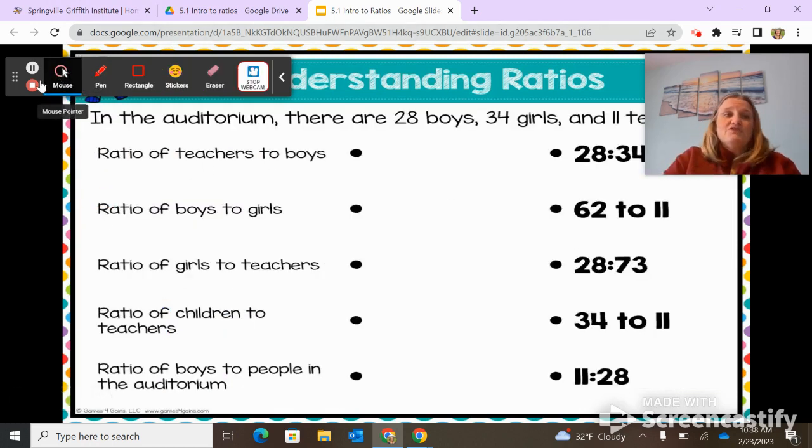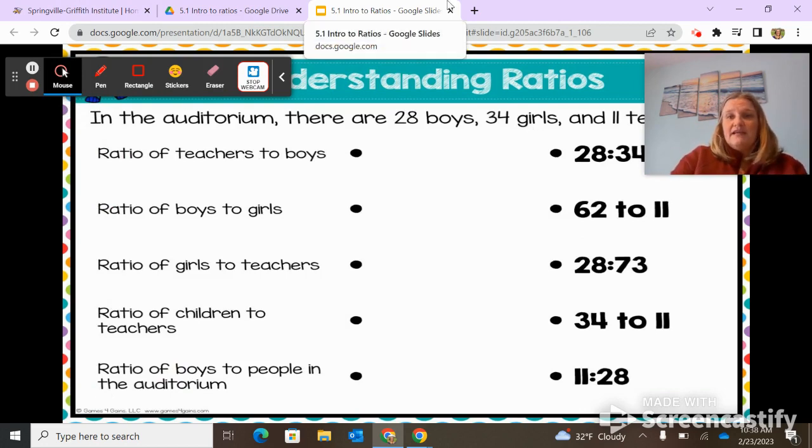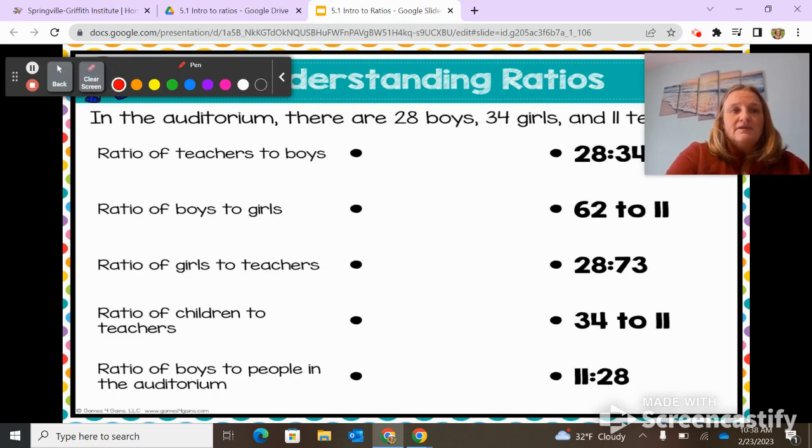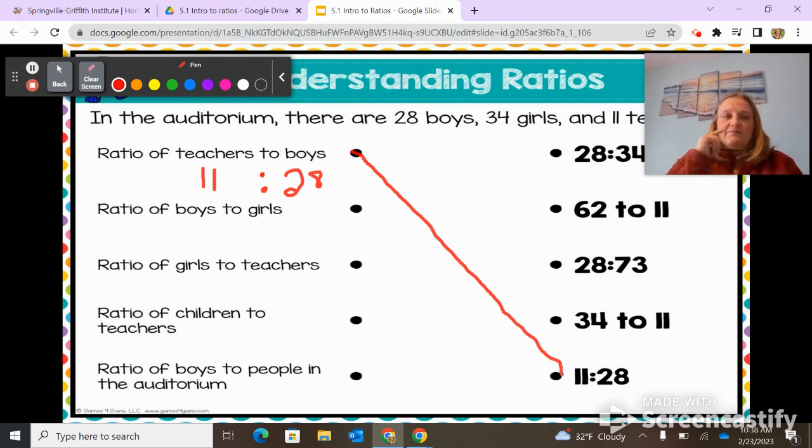So we really have to do some matching here. The ratio of teachers to boys, and I know you can see it on your sheet, but on the screen you get a beautiful picture of me. There are 11 teachers, so let's write 11 underneath. 11 teachers, to is where my colon comes in, 28 boys. So 11 to 28, this one is going to match down here. Okay, let's take a look at the next one.